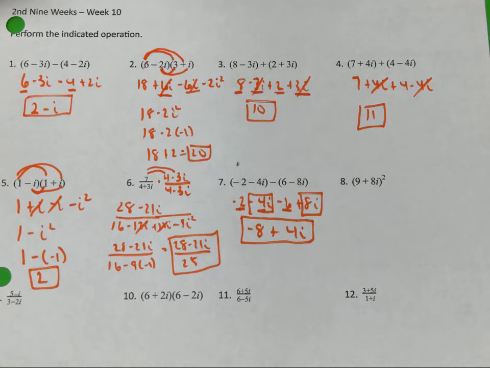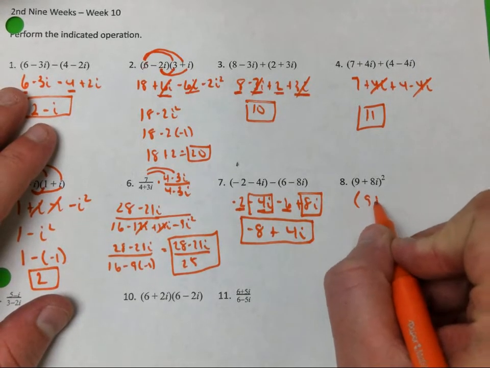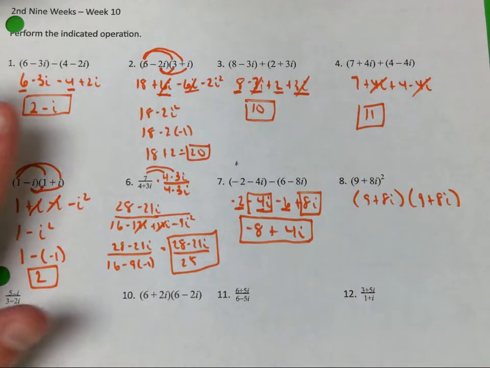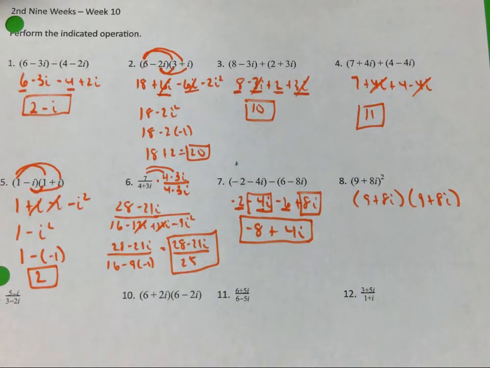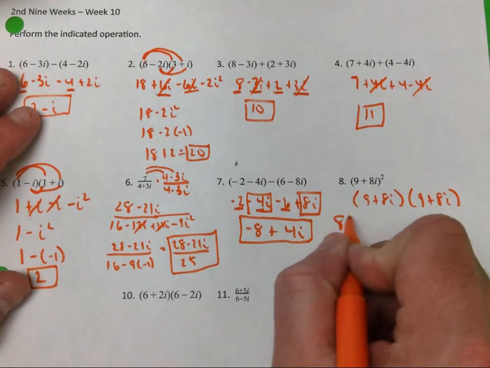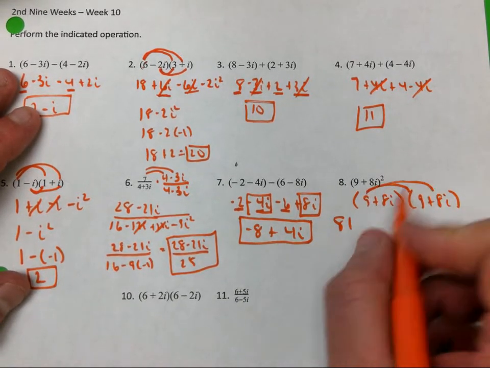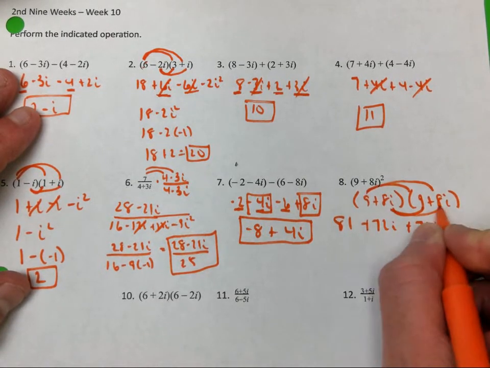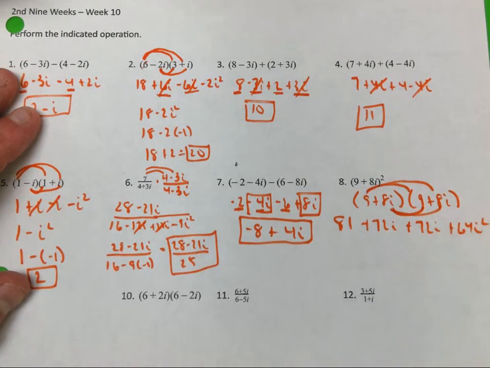Alright, number 8. 9 plus 8i squared. That means you're going to rewrite it as 9 plus 8i times 9 plus 8i. Okay, I'm going to FOIL that out. 9 times 9 is 81. 9 times 8i is 72i. 8i times 9 is 72i plus 64i squared.